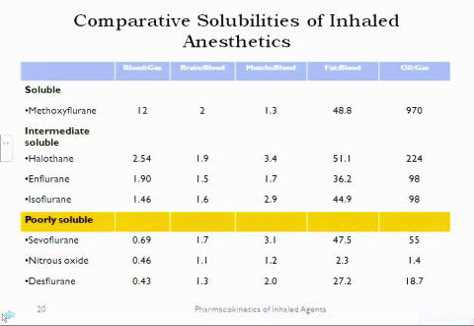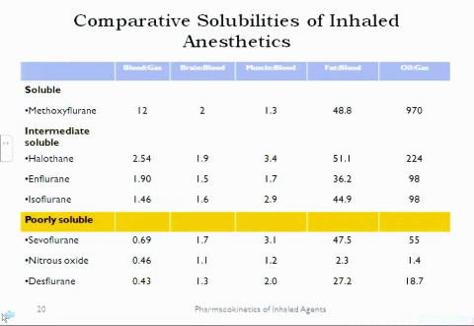Okay? So what I've done for you is I've broken them down into the soluble, to intermediately soluble, to the low solubility agents. The cutoff is around 2 to make it the more soluble, which is fine. Some books will do it that way. The intermediate soluble agents are the ones between 1 and 2, which is isoflurane, enflurane, and halothane.